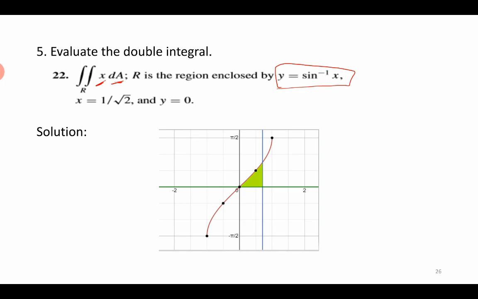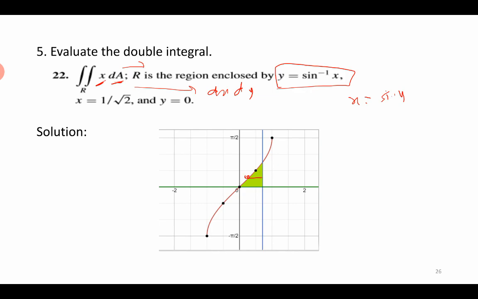dx or dA can be either dx dy or dy dx, isn't it? You can choose dx dy, no issue. Dx dy, therefore limit of x should be variable. That is it. In this way you will take a line. Its lower limit is on the curve y equal to sine inverse x, therefore x is equal to sine y.